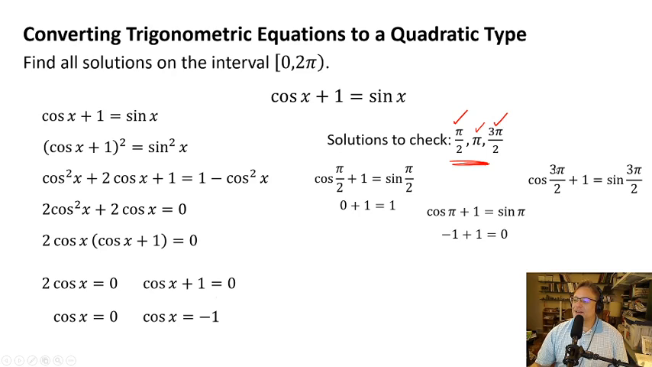Lastly here, let's take a look at cosine of 3 pi over 2 plus 1 is equal to sine of 3 pi over 2. That's going to be 0 plus 1 equals negative 1. That is not true, so the solutions that we have on this interval are just these two.